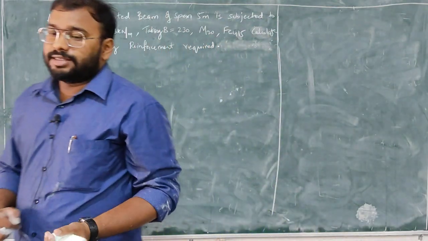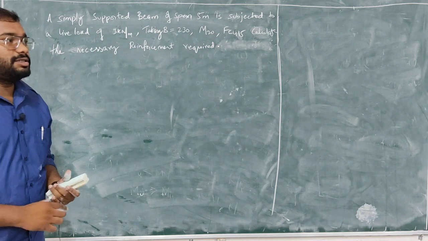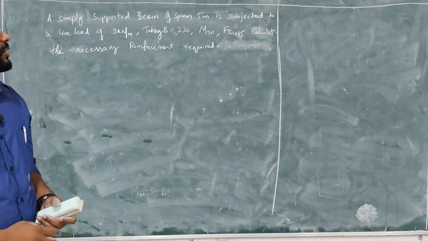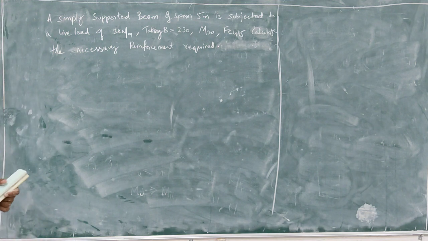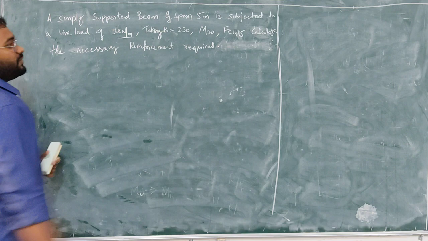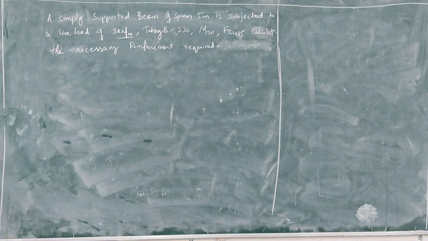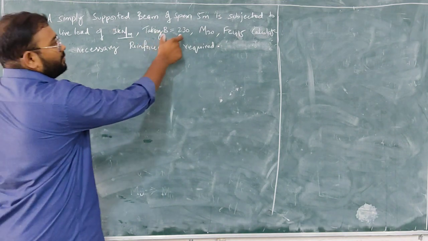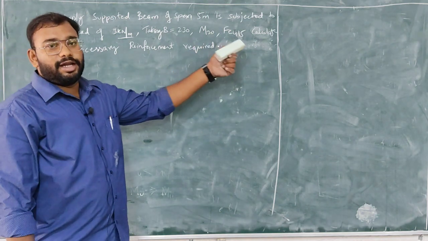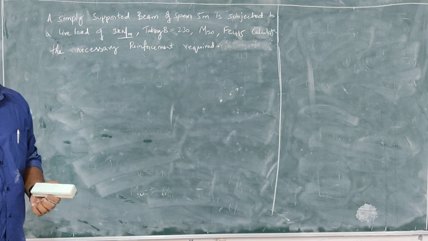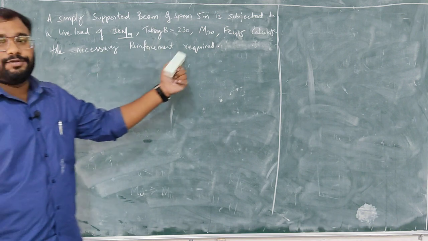So today we'll be discussing some problems on the previous steps which we have discussed. So this is the question here. A simply supported beam of span 5 meters is subjected to a live load of 3 kilonewton per meter. Okay, seeing the units, we can justify it as a uniformly distributed load. Taking B, width of the beam as 230 mm, M20 grade of concrete and Fe415 grade of reinforcement, calculate the necessary reinforcement required.